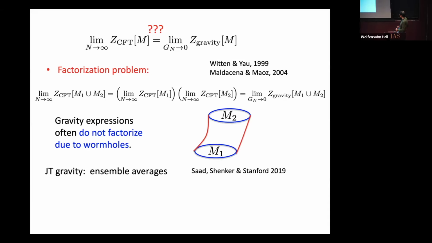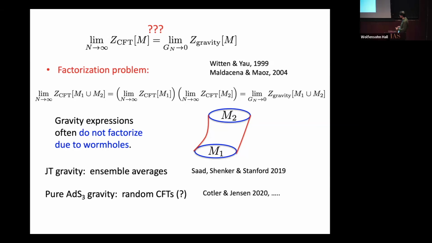This problem is, in a sense, quote-unquote solved in JT gravity, where you can show the gravitational path integral is really equal to ensemble averages on the CFT side, and then there's no factorization problem. Also for pure AdS3 gravity, there's some indication that there may be some random CFTs on the left-hand side. Again, you have to do some kind of average.